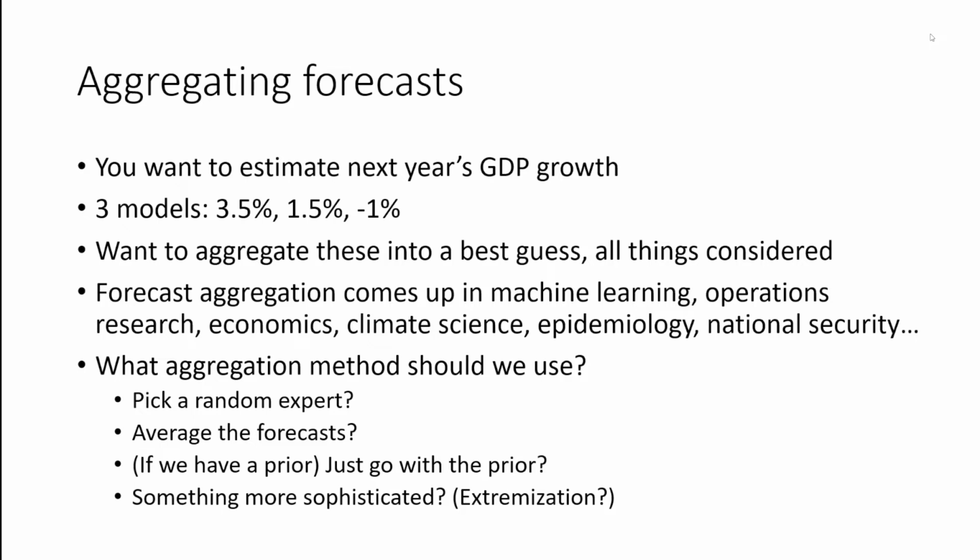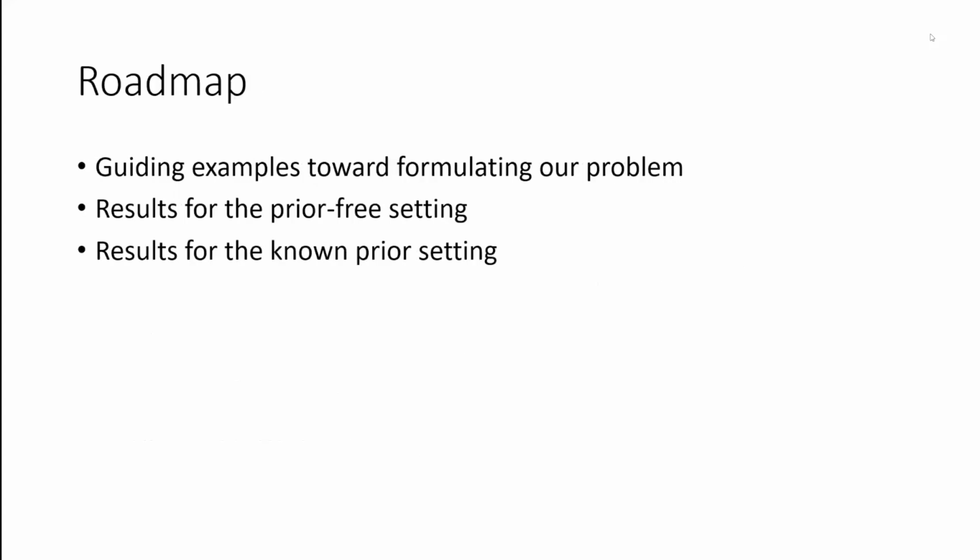And to foreshadow a little bit, one of our main results will be, as far as we know, the first rigorous theoretical justification for extremeization. But more generally, we are interested in asking which aggregation methods work well and under which circumstances. So I'll start by guiding you toward a formulation of our problem by giving a couple of examples. Then I will share some of our results with you. First, in the prior free setting, which is where the aggregator does not know the prior. And then in the known prior setting, which is when the aggregator does know the prior.